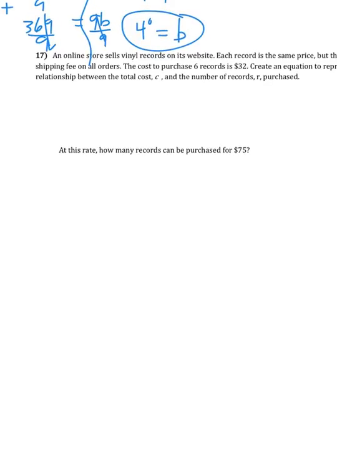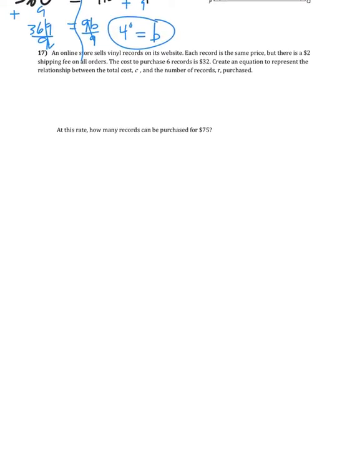Okay, so this one is an online vinyl store. Online store sells vinyl records on its website. Each record is the same price, but there is a $2 shipping fee on all orders. So the cost to purchase 6 records is $32. Create an equation to represent the relationship between the total cost and the number of records purchased.